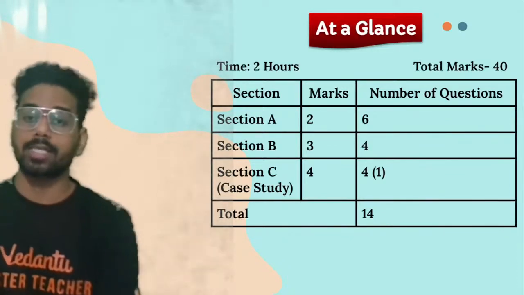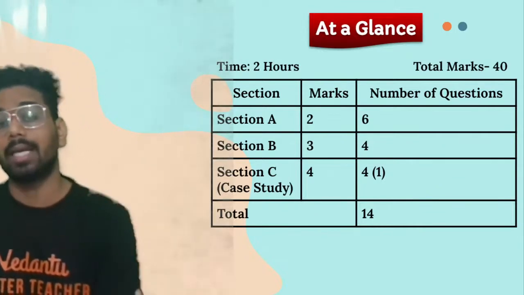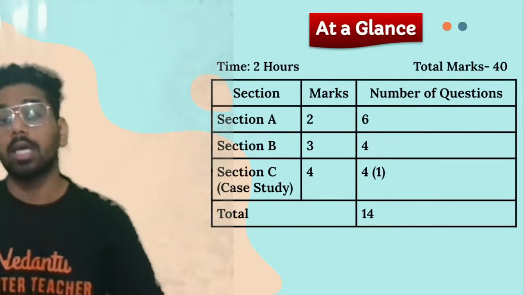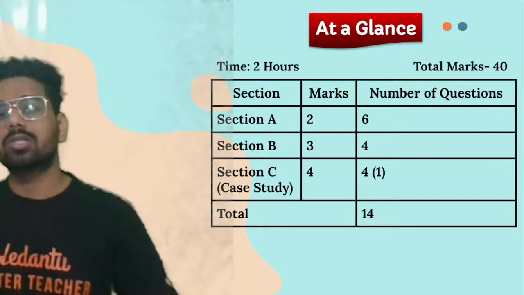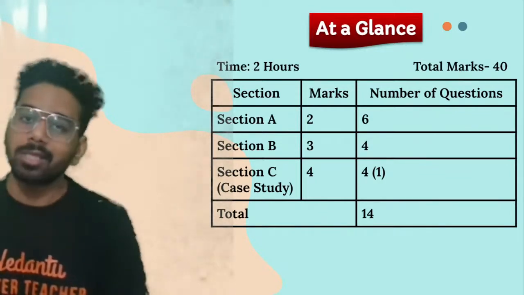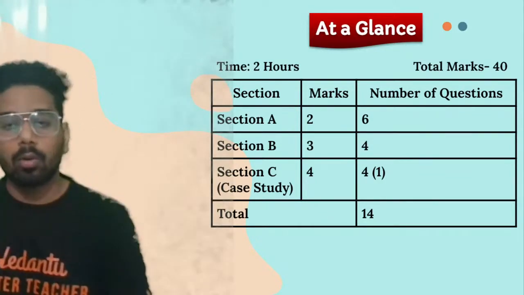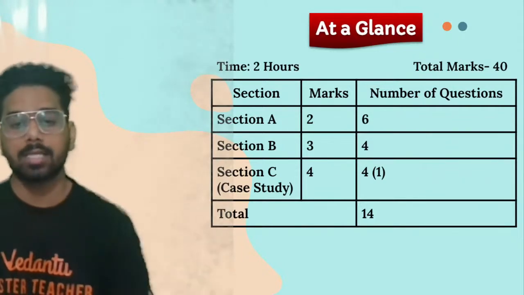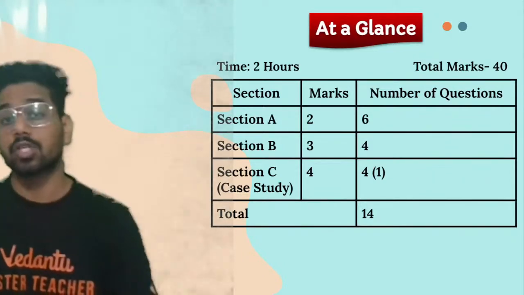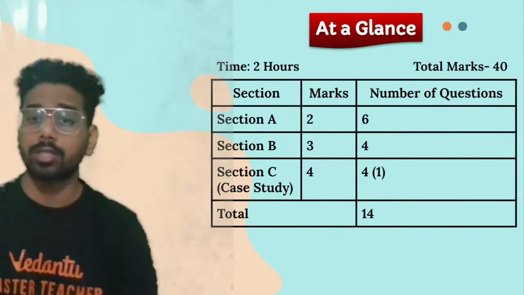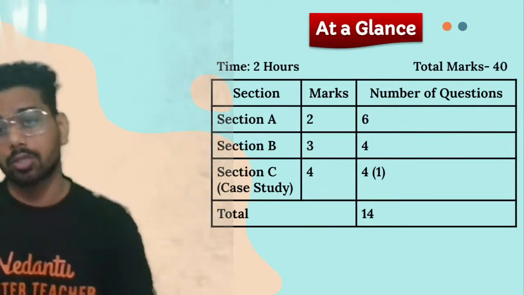So basically, section A and section B, 10 marks, should be done in around 1 hour. I'm talking about a student who has done NCERT 3 to 4 times. 3 से 4 बार जिसने कर ली होगी बेटा, वो इसको आराम से कर लेगा 30 मिनट के अंदर. Section C, which includes the case study, also has 4 questions. Every question is of 4 marks.